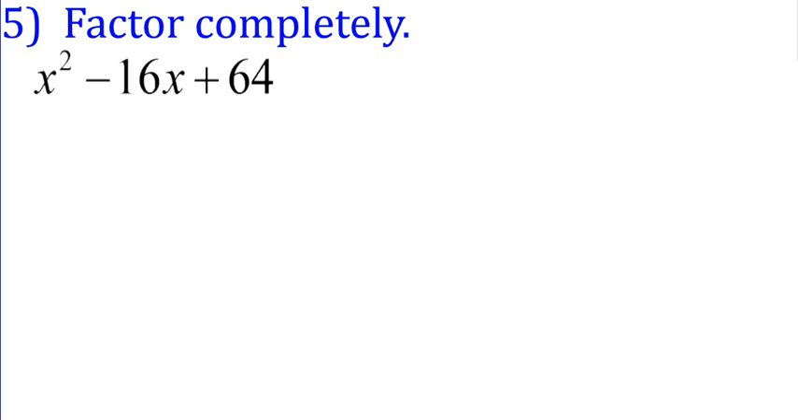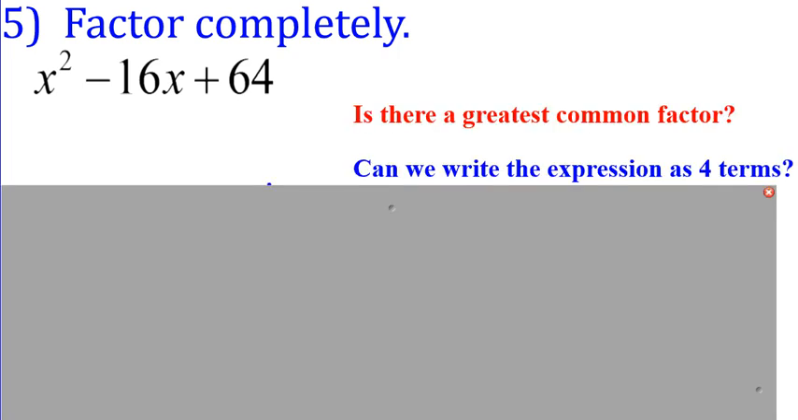Let's take a look at another. x squared minus 16x plus 64. We want to factor it completely. The first question you should ask yourself is, does it have a greatest common factor? And looking at each of the terms, the only factor they have is 1, so that's not going to impact our results. So the next thing you want to ask yourself is, can we write the expression as 4 terms? So again, at this point, we're thinking about that leading coefficient and the constant. So what times what can give us 64, and what plus what will give us a negative 16.